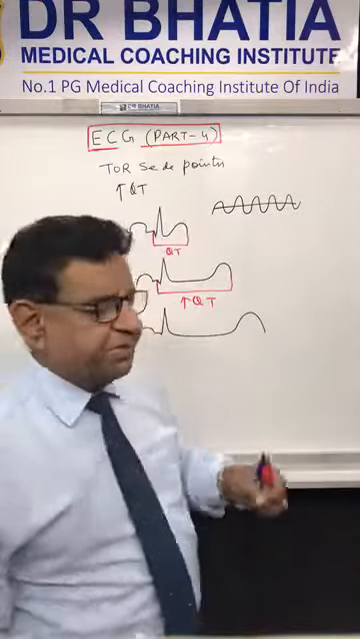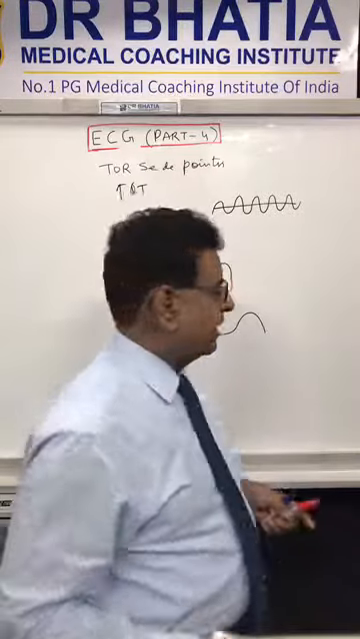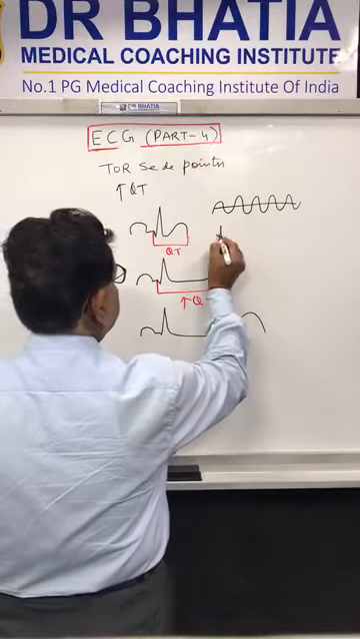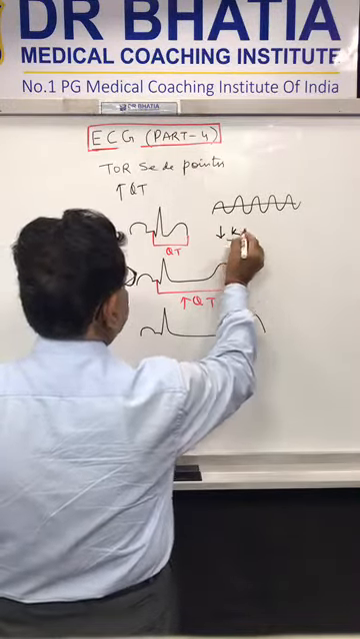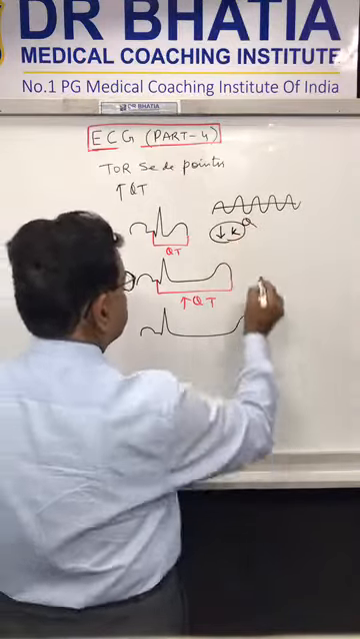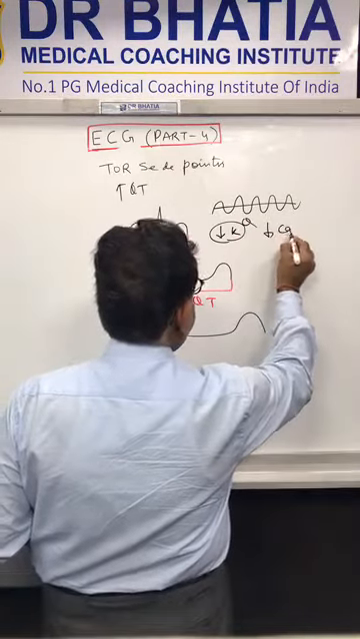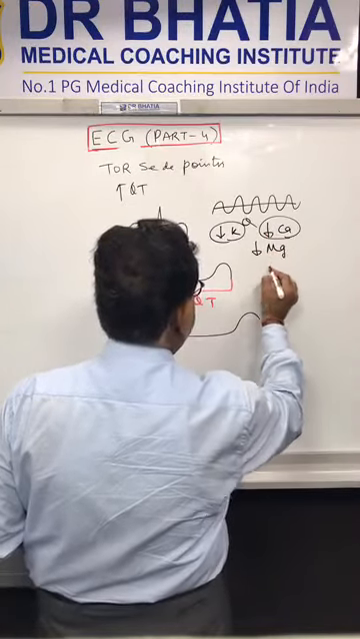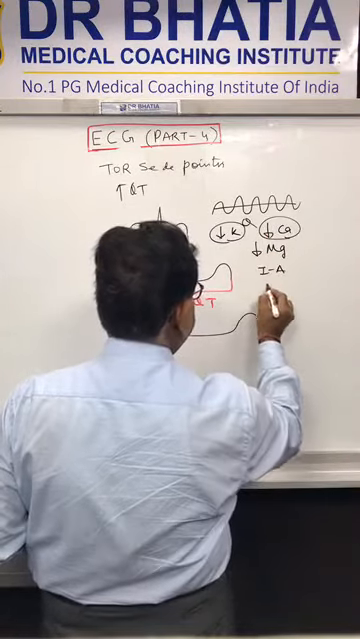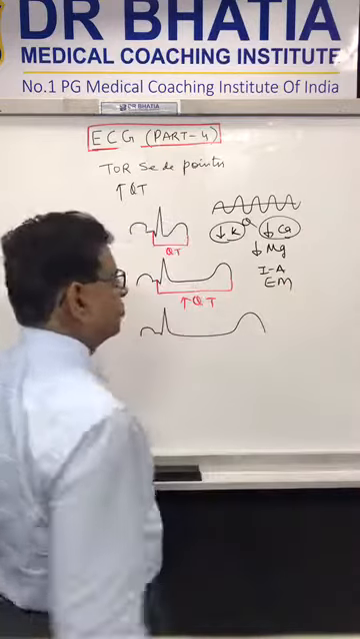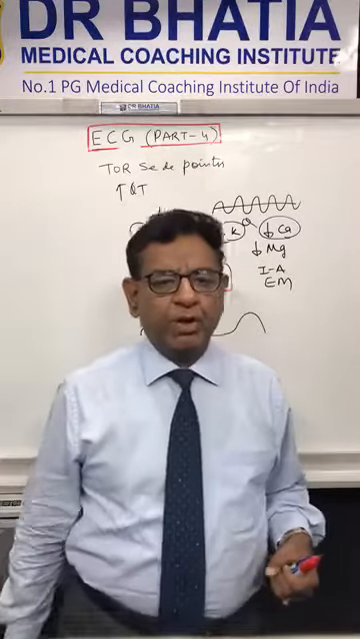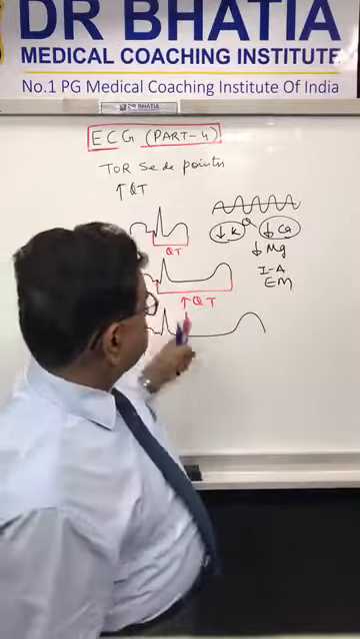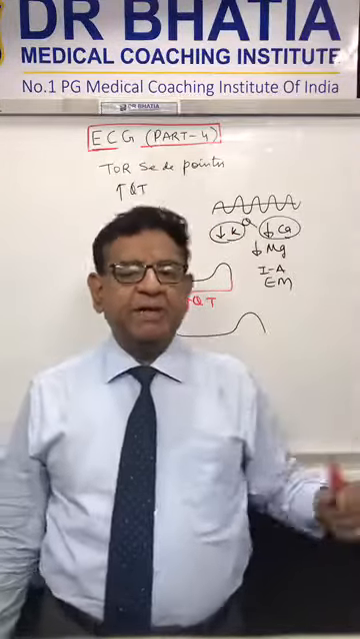And any condition which leads to prolonged QT interval. So what are the conditions which lead to prolonged QT interval? Most important is hypokalemia. Otherwise, hypocalcemia, hypomagnesemia, class 1A drugs, erythromycin. They all lead to prolonged QT interval, and they may induce torsades de pointes, which can ultimately go into ventricular fibrillation.